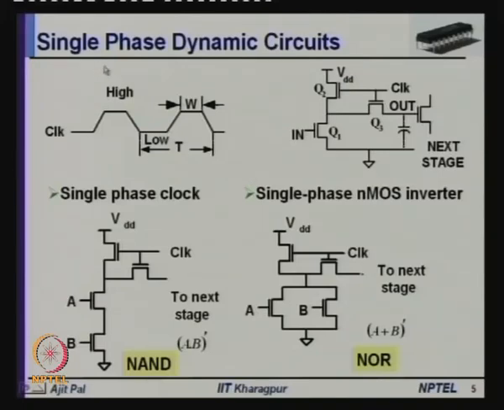To start with, we shall discuss single phase dynamic circuits. Although single phase dynamic circuits are not very common, for the sake of completeness and for pedagogical purposes, I shall start our discussion there. One very important point to be noticed at the outset is that a dynamic circuit will require some clock. So far, we have seen that NMOS, pseudo NMOS or static CMOS circuits do not require any clock for their operation, particularly when we are realizing combinational circuits, but as we shall see, dynamic circuits will always require some clock.